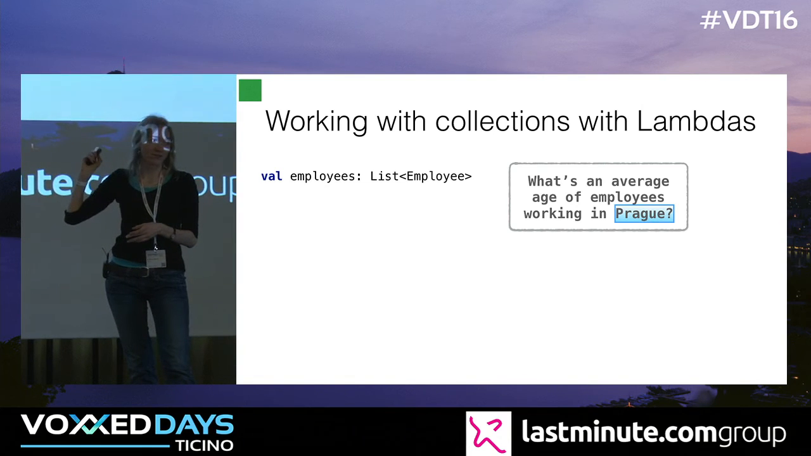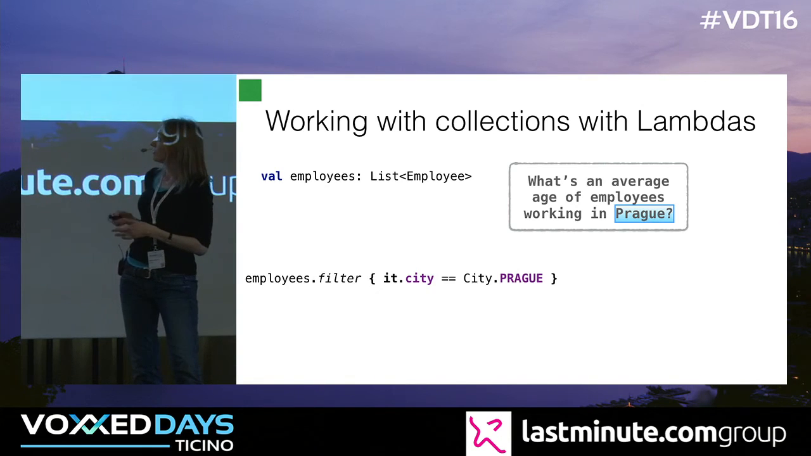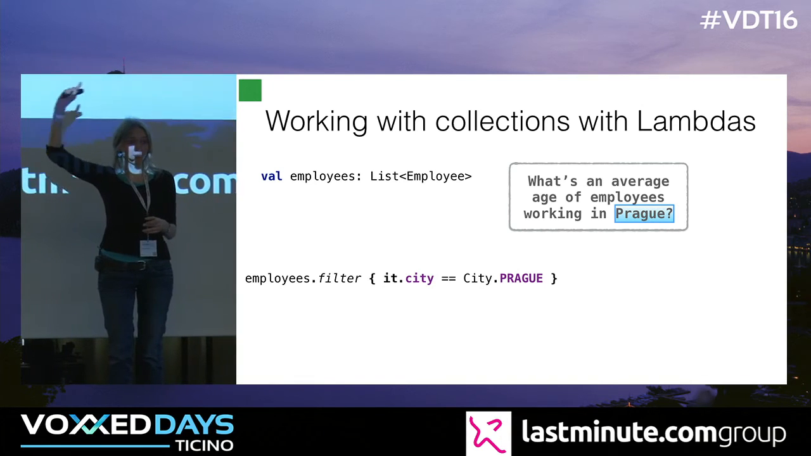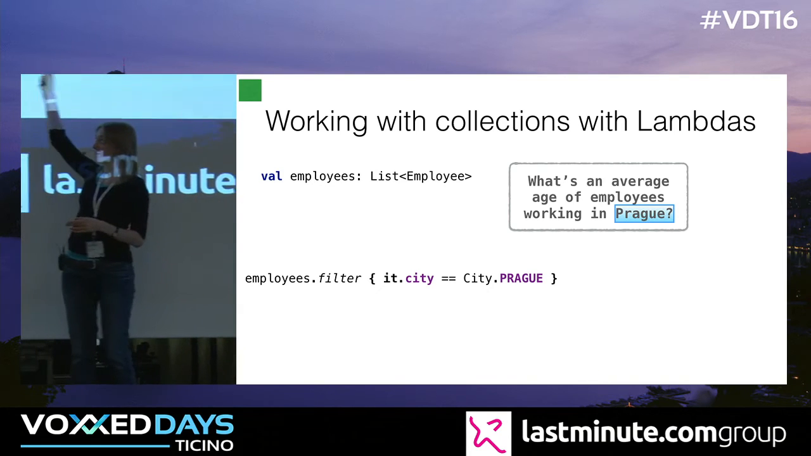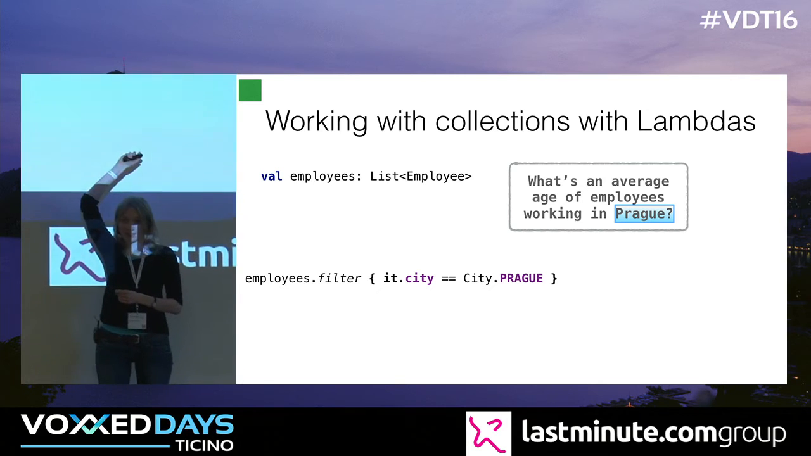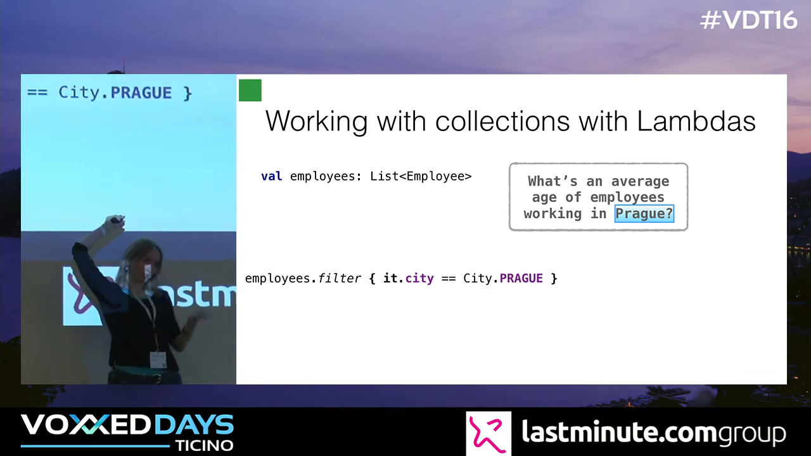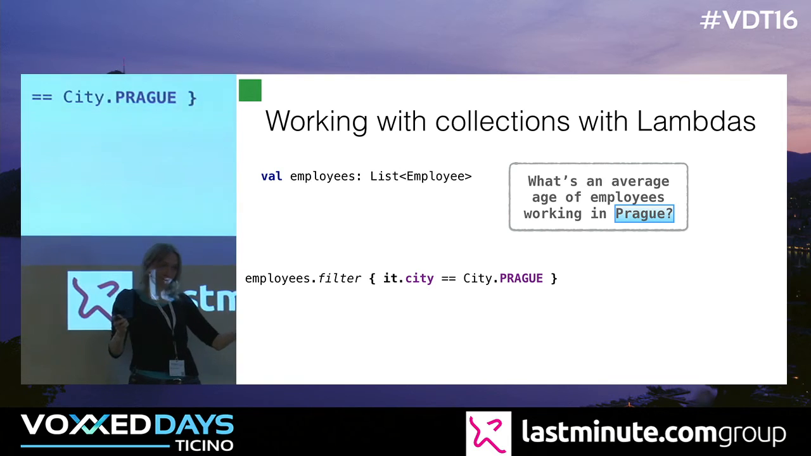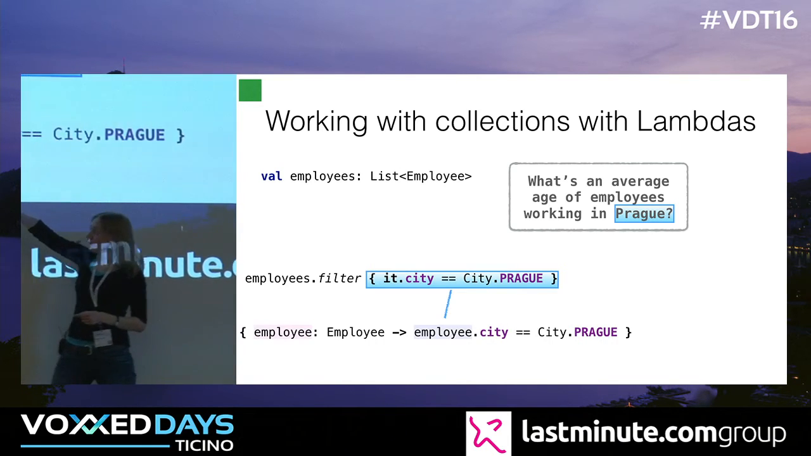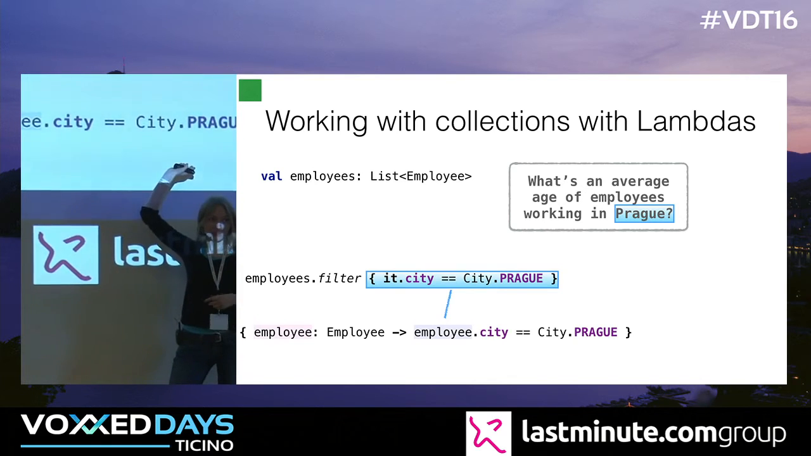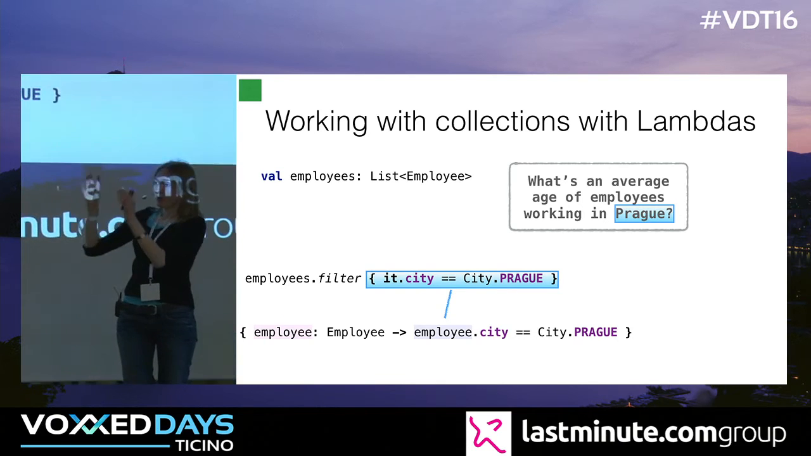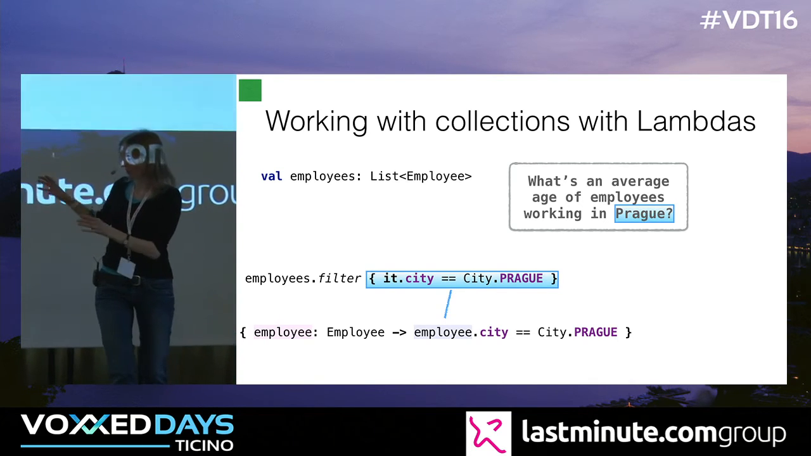At first, we have this city, Prague. So let's say we want to filter and leave only those employees who work in Prague. So this filter and lambda and the predicate will return us only those who live in Prague. Then, in Kotlin, the full form of this lambda will be this one. So just a function that takes an employee and returns whether it works in this city or not, in this case in Prague or not.